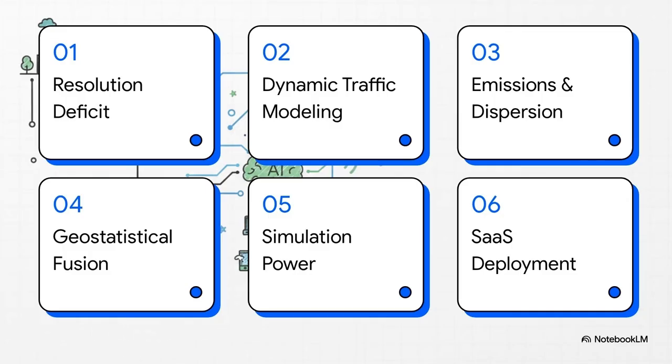Here's the roadmap. We're going to trace these end-to-end data flows sequentially. We'll start with the resolution deficit and dynamic traffic modeling, then move into emissions and microdispersion, geostatistical fusion, specifically kriging, and finally wrap up with simulation power and the SaaS deployment architecture.